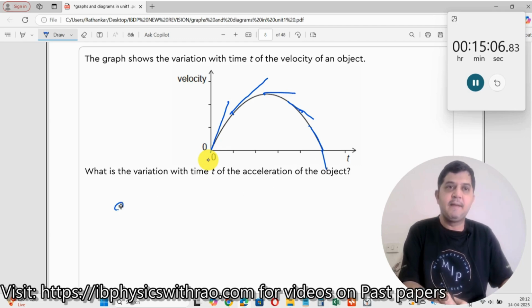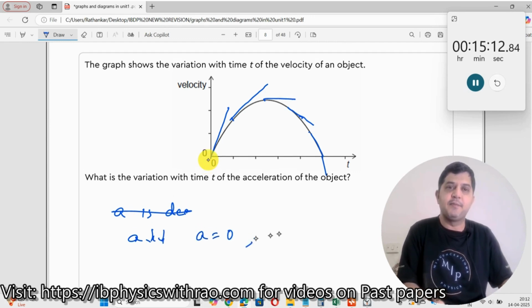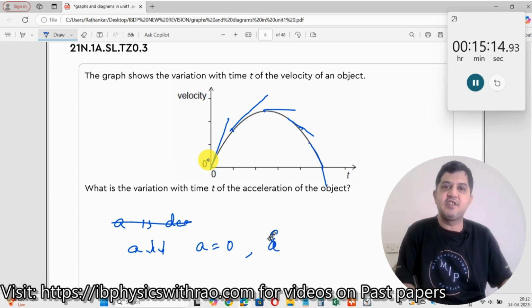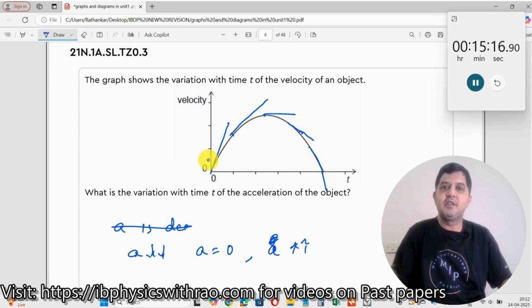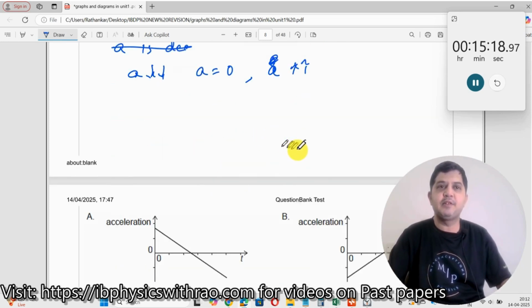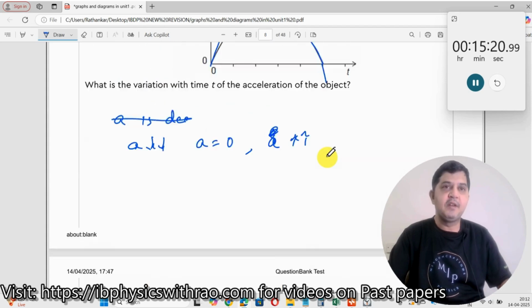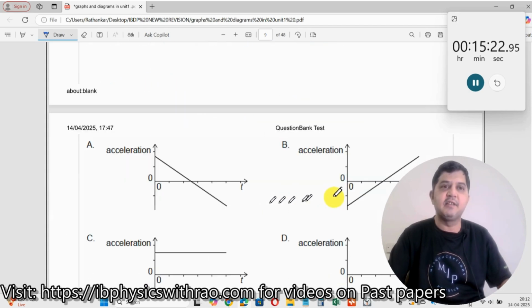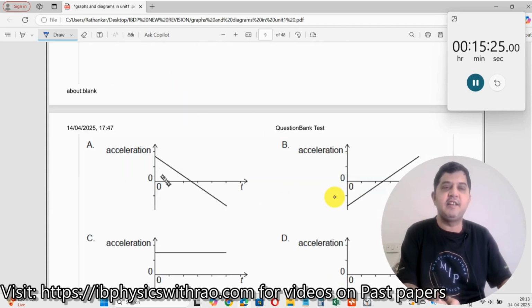Let me write down: acceleration decreasing, acceleration becomes 0, and then acceleration is increasing. Now we have a clear-cut idea about the graph. Which graph can it be? Initially, what is happening? Acceleration is decreasing. This is your A1. Then acceleration becomes 0, a equal to 0, and acceleration is increasing. That is the negative sign. This is your A2. Right? So we got the right answer. So A should be your right answer.